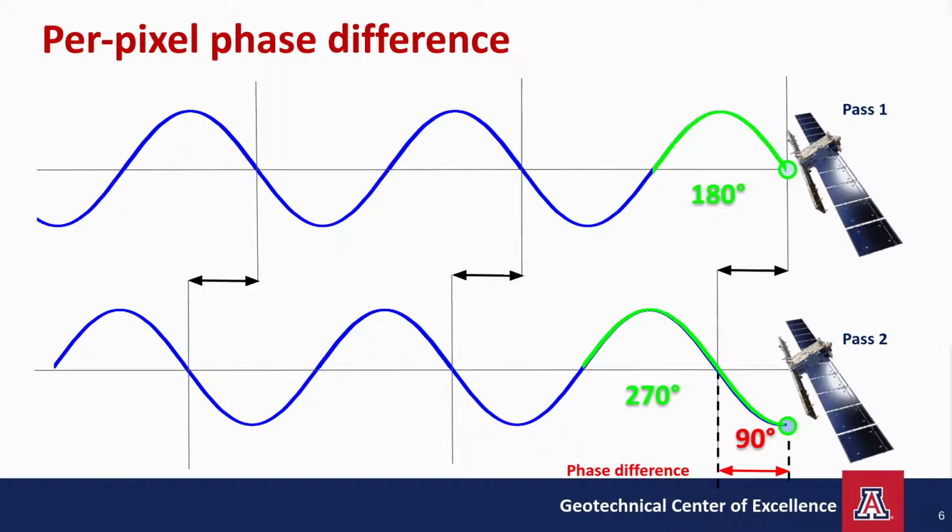So here's what's happening to our waves. For some given pixel, on pass 1, the leftover fractional wave here is 180 degrees long. A few days later, for pass 2, the SAR takes another image from the same viewpoint, but in the intervening period, the ground has displaced a little, so now my phase is longer at 270 degrees. When I take the difference, I get 90 degrees for the corresponding pixel in my interferogram.